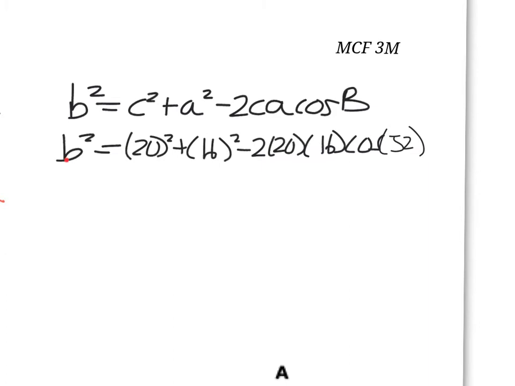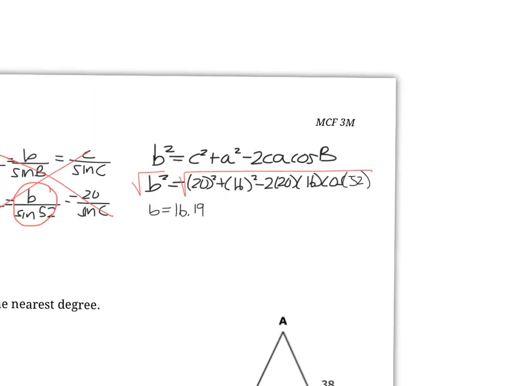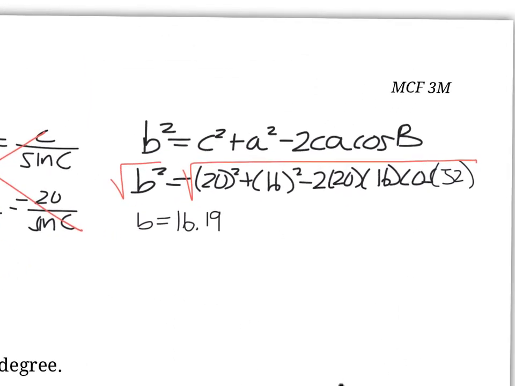One note though, B isn't quite by itself yet. We need to get rid of the square root. So we're going to square both sides. We do not need to put a plus or minus in front of the square root because B is a side length and length can only be positive. So there's no need to put a plus or minus in front. So right into the calculator, we're going to do all of this and take the square root of it. And let's make sure you get the right answer. And you should get approximately 16.19, and what are the units here? Meters.